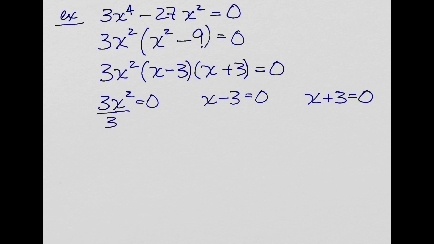I'm going to divide by 3, and you may be able to make the leap here. If x squared is 0, technically what we're doing is saying I'm going to take the square root, and x is, the only way to get 0 is 0 times 0. So there's my first solution, x equals 0.